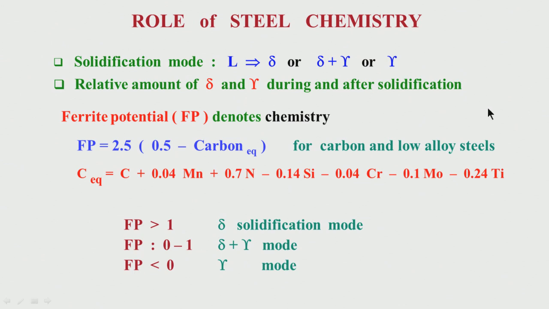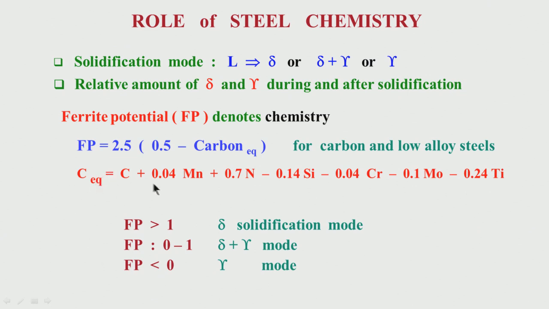Now, some investigators have devised one term called ferrite potential. That means what is the amount of ferrite when the solidifying is just complete. It depends on the chemistry. In the iron carbon diagram I have shown it depends only on carbon, but in normal steels you do not have just carbon, you have other alloying elements like manganese, silicon, things like that. So, what is important is to understand the carbon equivalent. How is the carbon equivalent calculated?